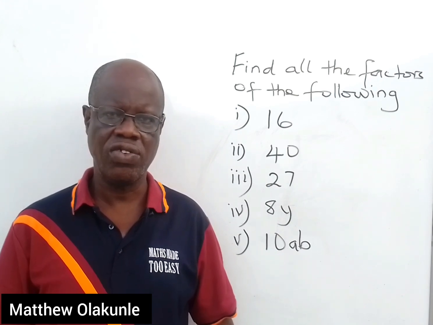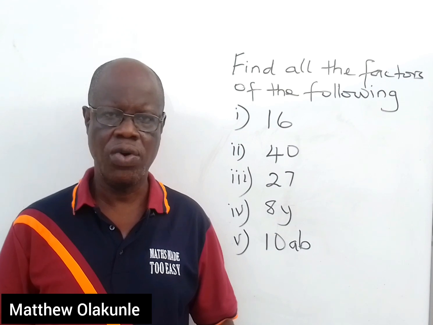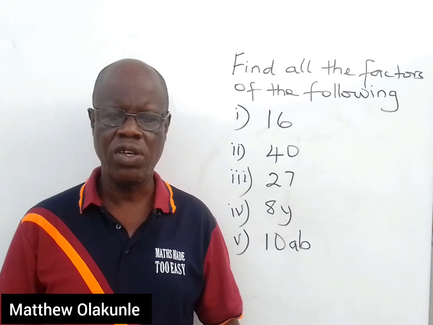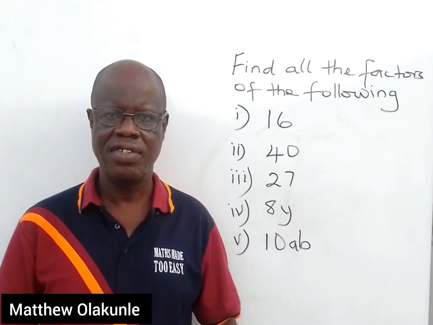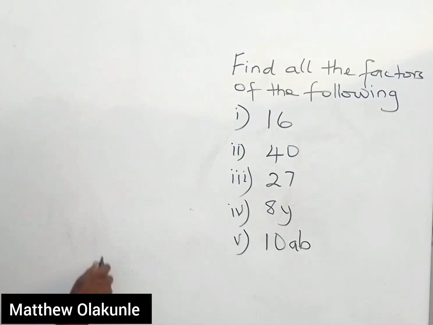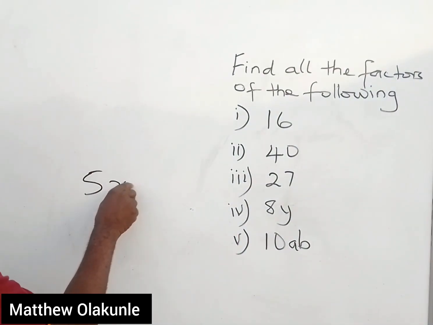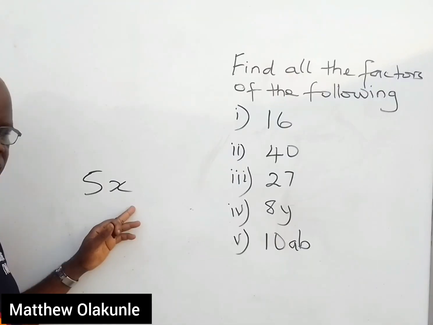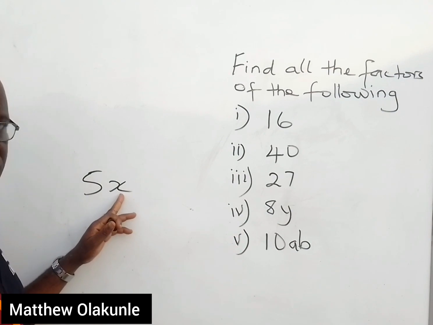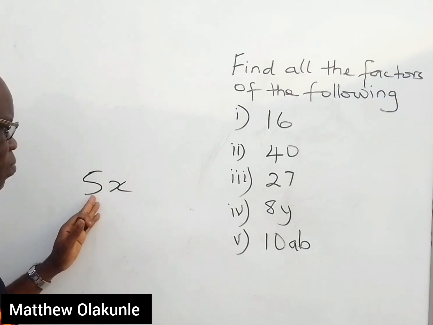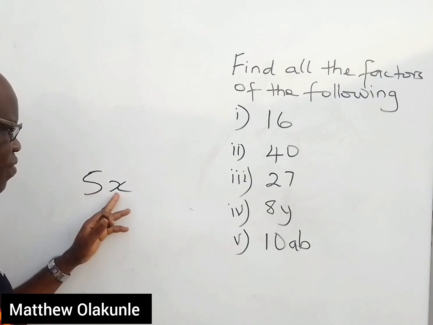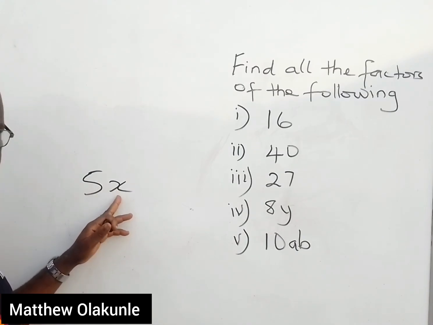Then we also look at factors of algebraic terms. And what do we mean by algebraic terms? When you are talking about algebraic terms, you are talking about terms that have both numbers and letters or symbols. For example, 5x is an algebraic term because it has a number and also a letter. Another way of putting this is that an algebraic term has a variable. This one is called the variable.